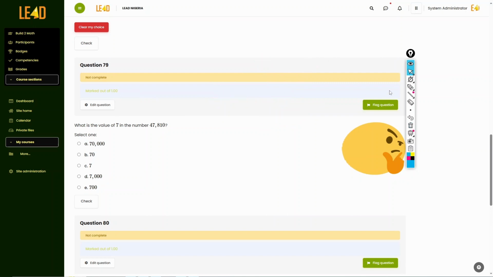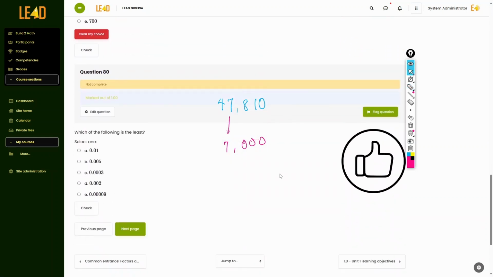What is the value of 7 in 47,810? The way we get the value is that we write that digit and then we turn everything else to zeros. So the answer is 7,000. We write the digit 7 down, we turn everything else to 0, which is 7,000.